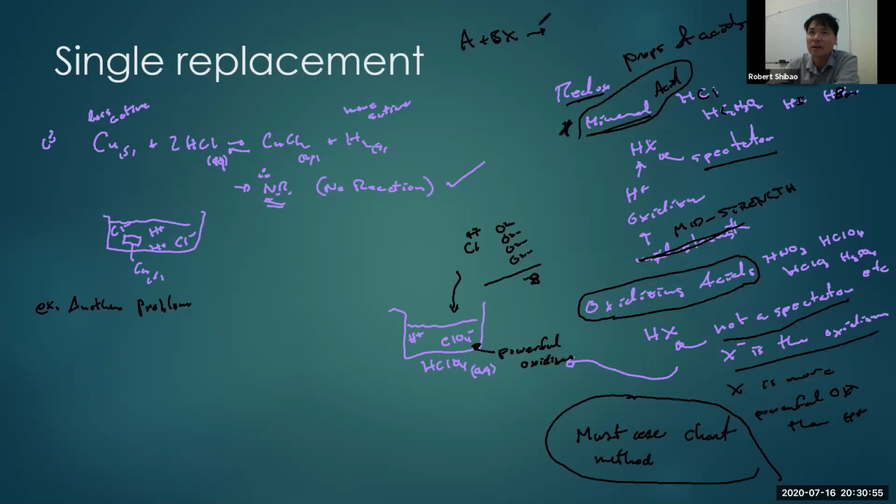Our pattern goes A plus BX yields AX plus B. X is not supposed to react. In our single replacement pattern, X is not supposed to react. But if you let things react naturally, X will react here. And so for oxidizing acids, X is the oxidizer, not H plus, because X turns out to be more powerful. Nitrate turns out to be more powerful than H plus.